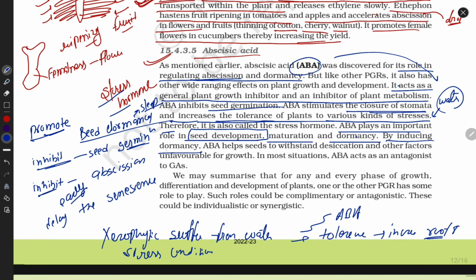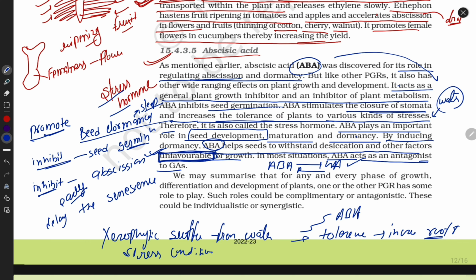By inducing dormancy, meaning the sleepingness of the seed. ABA helps the seed to withstand desiccation and other factors unfavorable for growth. If something is unfavorable outside, if something is unfavorable in the environment, then ABA inhibits seed germination. ABA acts as the antagonist to GA. ABA inhibits GA and GA inhibits ABA.